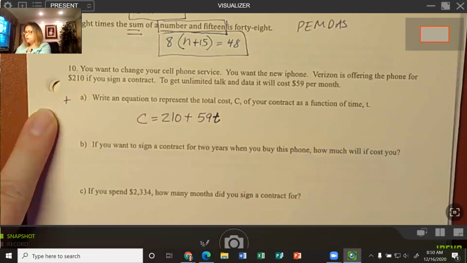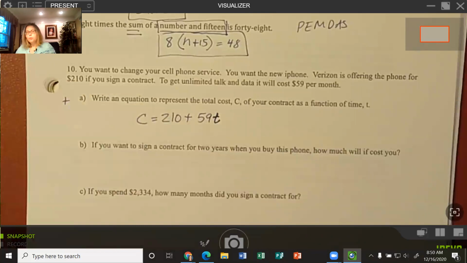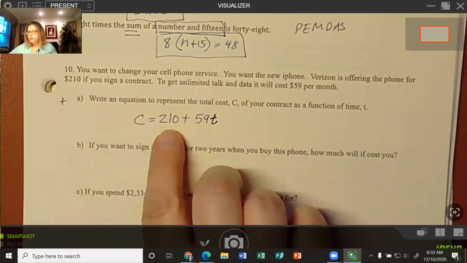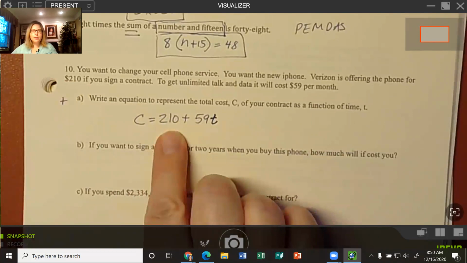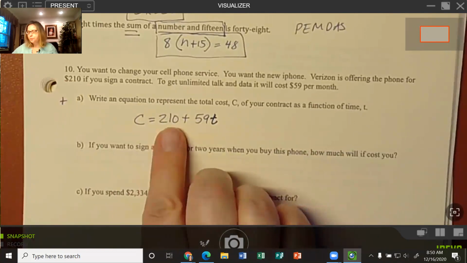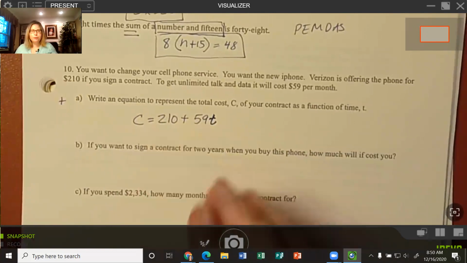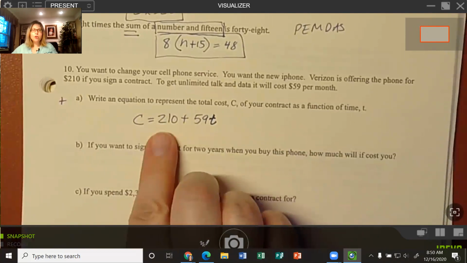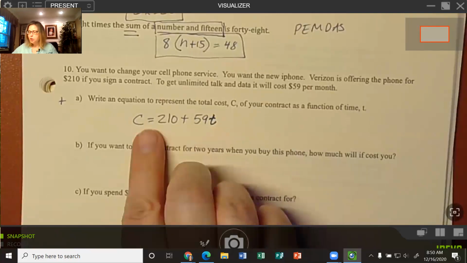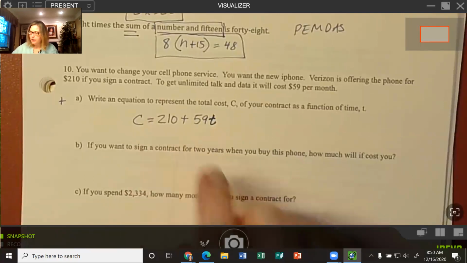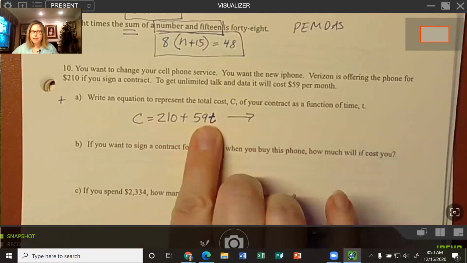Okay, so then also, we already know this from slope-intercept form, but we want to have our constant last. Remember, y equals mx plus b. We would want to have our constant last because, first of all, that's just the order that we write things in algebra. But it also helps us to make the connection between this form and slope-intercept form. So when we're graphing it, 59 would be our slope and 210 would be our y-intercept. So we want to keep our good habit of writing our variable first and then our constant last.